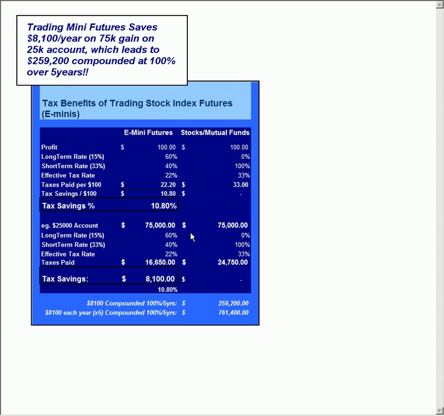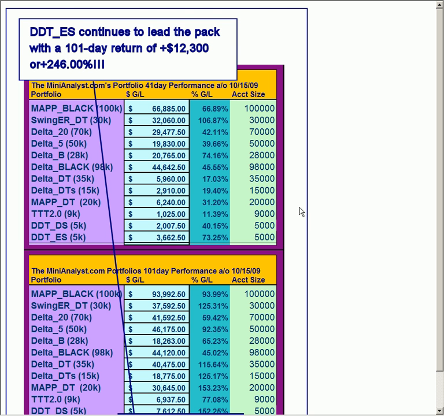Trading a $25,000 account, let's say you made $75,000 in gains. That's $8,100 saved over a 5-year period, just doubling your money at 100% leads to almost over $250,000. So the tax benefits, of course, consult your CPAs, the tax benefits of trading stock index futures are quite considerable. This assumes a 33% tax rate, which is right in the middle of 30 to 40%, where we are now. And you see 33% versus 22% effective, going considerably higher, likely under this administration to at least 50% and possibly beyond.